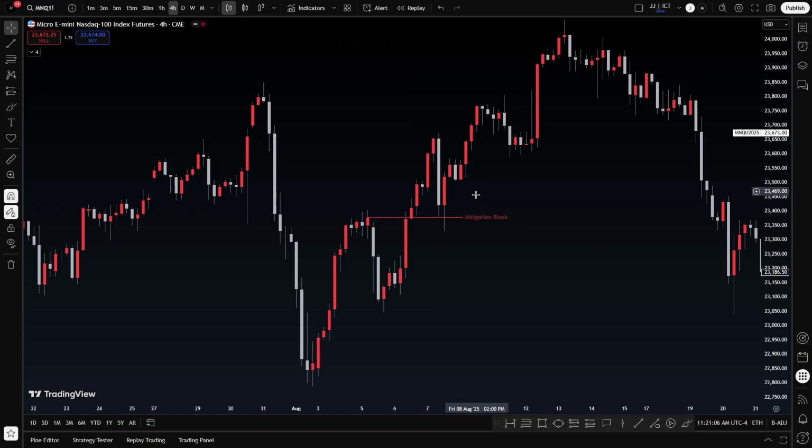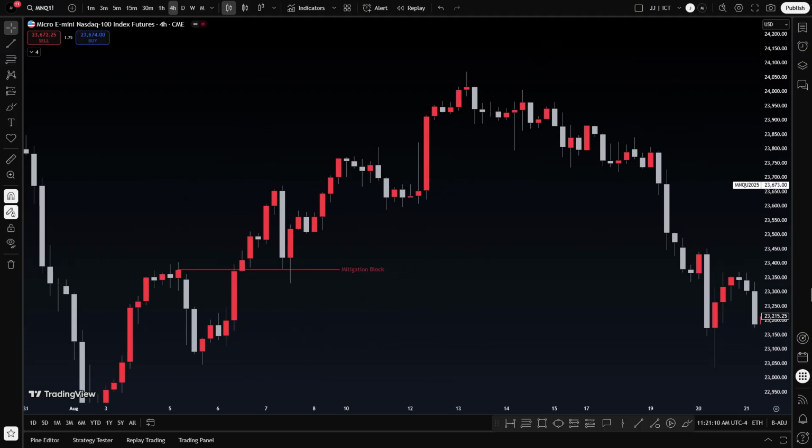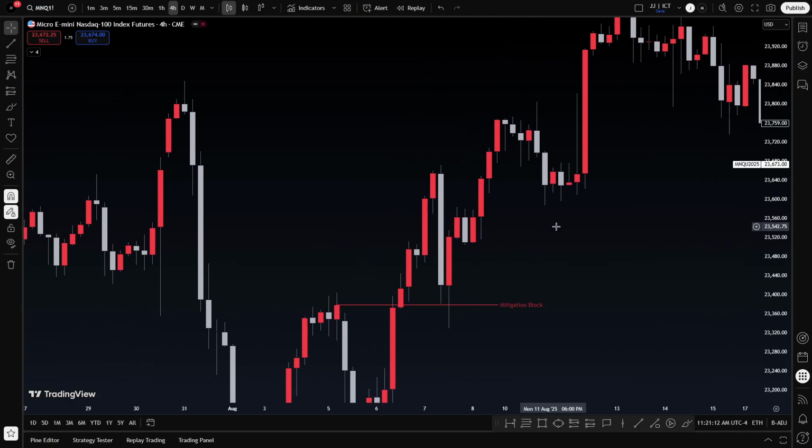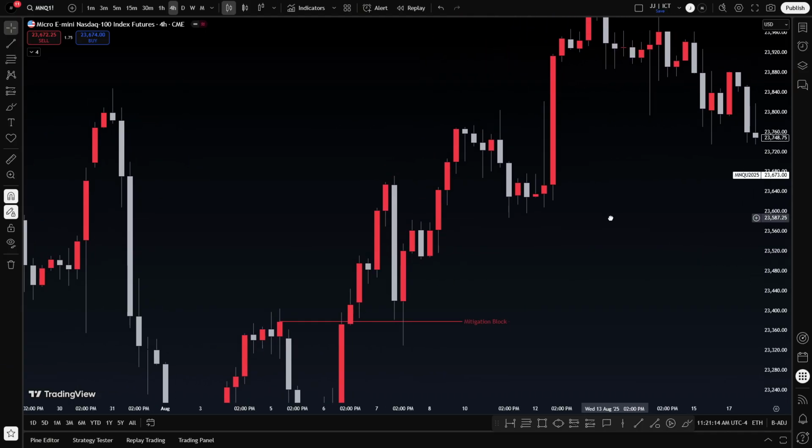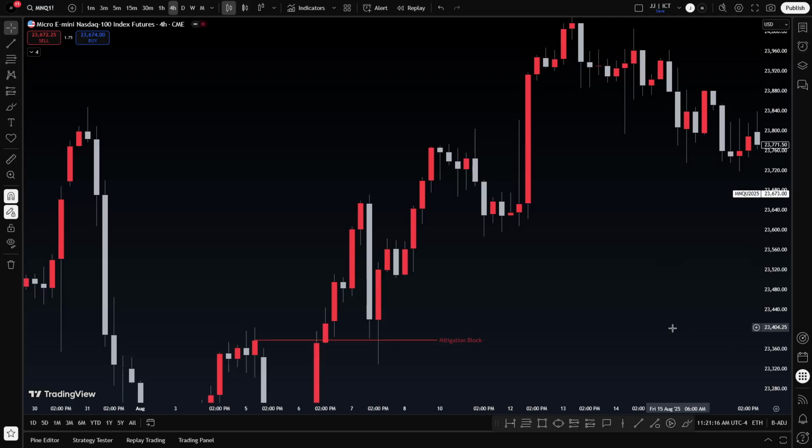And if we look, price hits the mitigation block. Let me pull this over. Hits the mitigation block and then explodes higher. And guess what? When I look again, here's another mitigation block. Like I said, this process repeats. It keeps going forever until price is ready to shift.